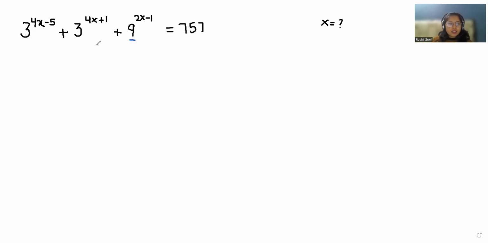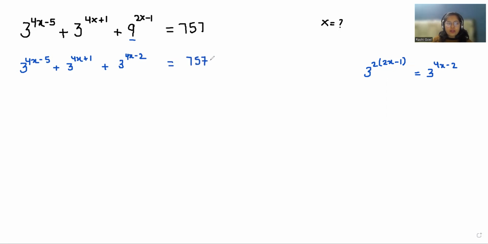So first I'll take this 9, and we can write 9 as 3 square and multiply with 2x minus 1. So if we multiply with the bracket, 3 power 4x minus 2. First I'll write the same. Only the 9 term, I can write it as 3 power 4x minus 2. That is equals to 757.